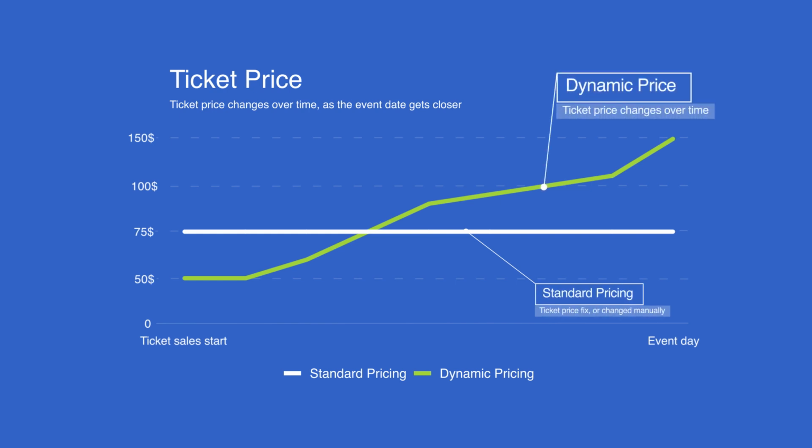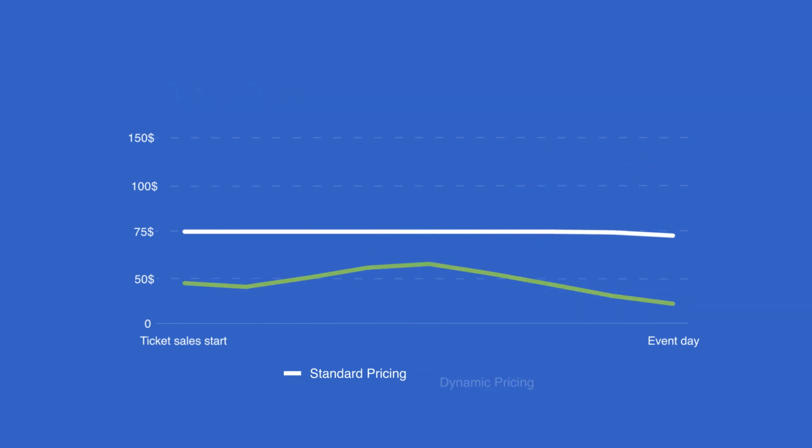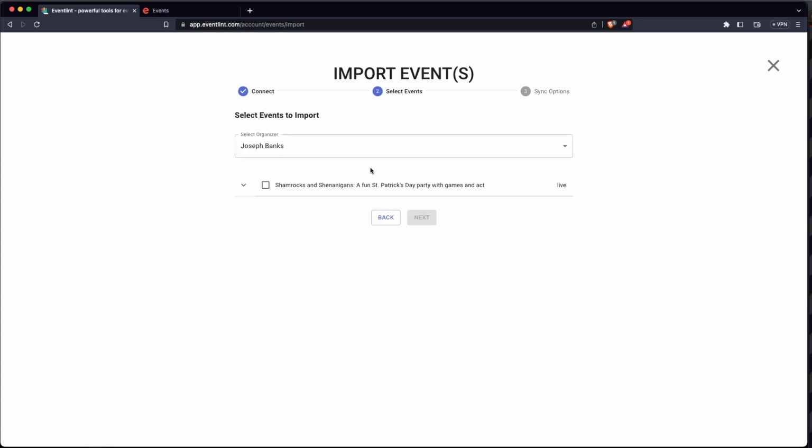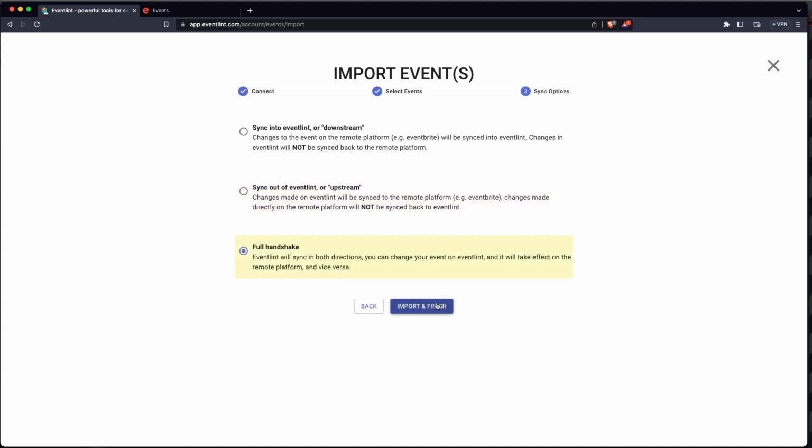As the event date approaches, the ticket price gradually increases based on a set schedule or based on demand for the event. Use eventlint to automate price increases based on tickets sold, date, or both.